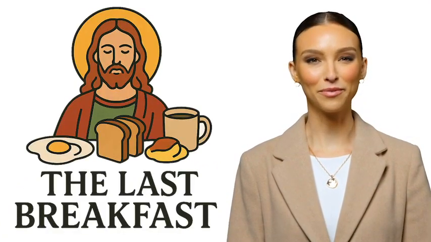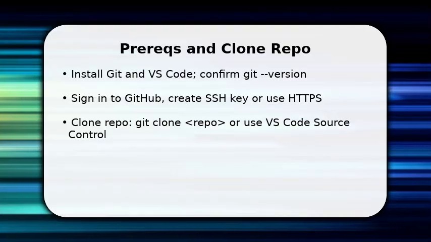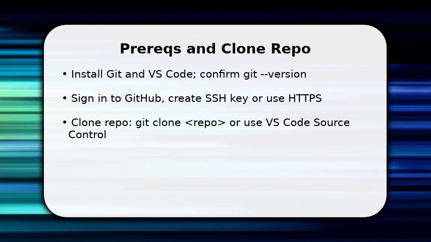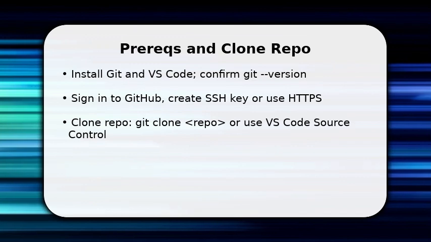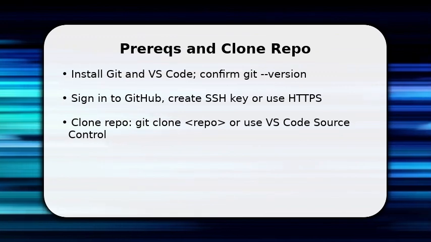Please enjoy the video. You start by ensuring Git and VS Code are installed and updated. Once done, authenticate with GitHub using SSH or HTTPS so pulls and pushes won't fail. Next, clone the repository directly in VS Code or via terminal with git clone repo. You do this now to bring code locally. It lets you run and debug immediately.